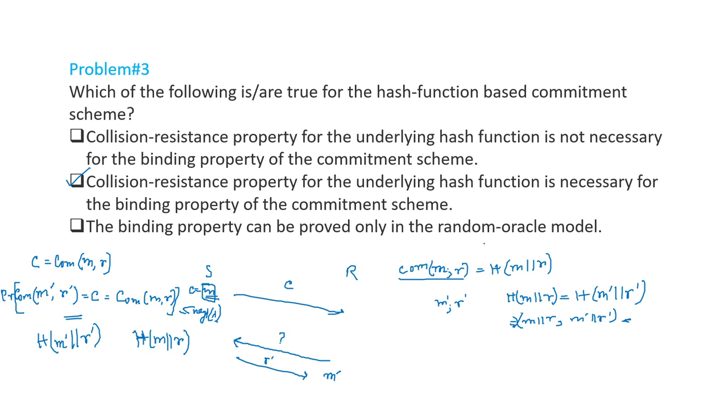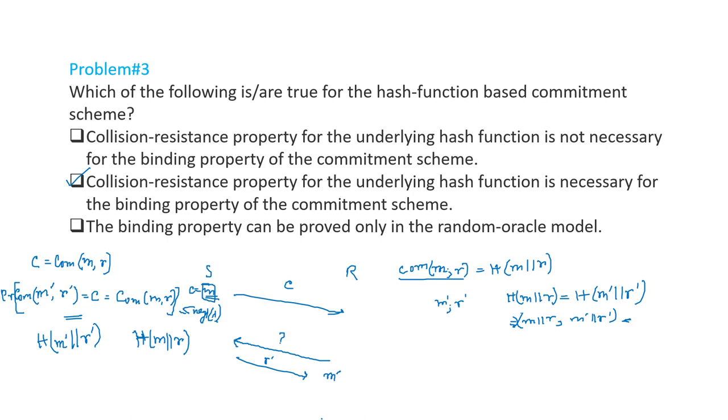And what about this random oracle assumption? It is saying that the binding property can be proved only in the random oracle model. This statement is wrong, because you do not need the randomness of the hash function output here. It is sufficient to have the collision resistance property of the hash function to get the binding property satisfied for the commitment scheme.